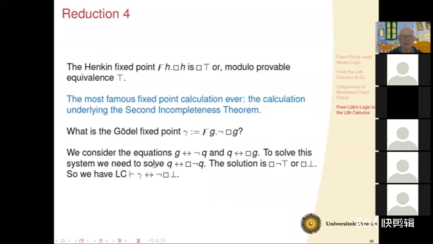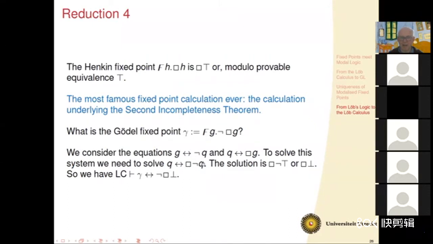Now, to solve this system, we first need to solve the first one. Sorry, there's a typo here. This should be G. So we have to solve G if and only if box not Q. So that doesn't do anything. It's not a typo. I only skipped a step. Apologies. So we first solve this one, and the solution is simply not Q. Now we have to substitute the not Q here. And so then we have to solve Q if and only if box not Q. So there was no typo. It's only that I skipped a step here. So this is indeed what we have to solve.